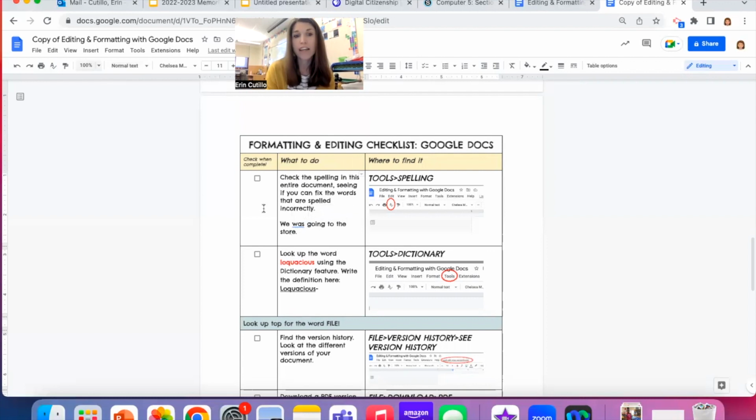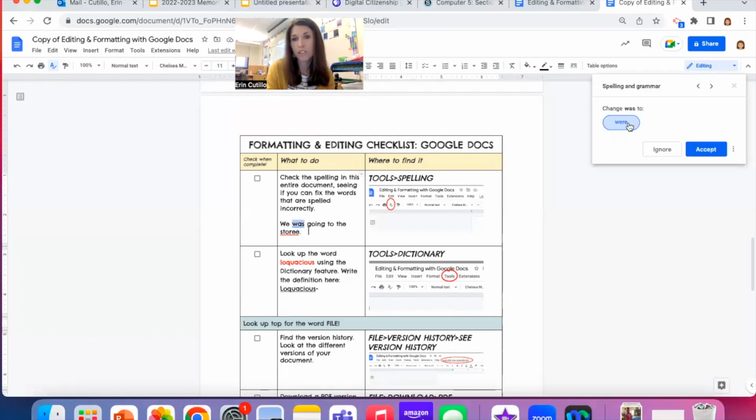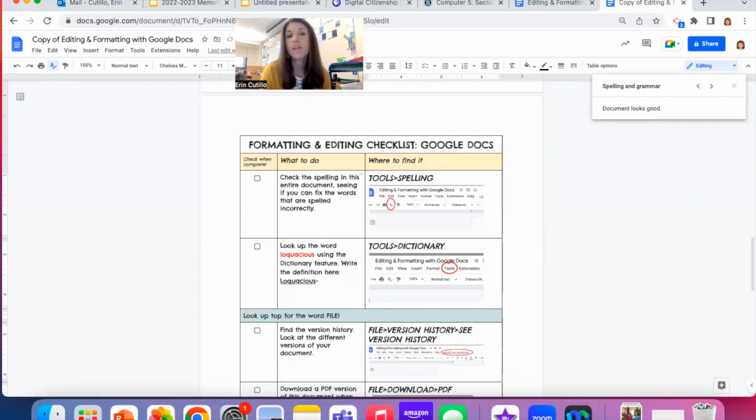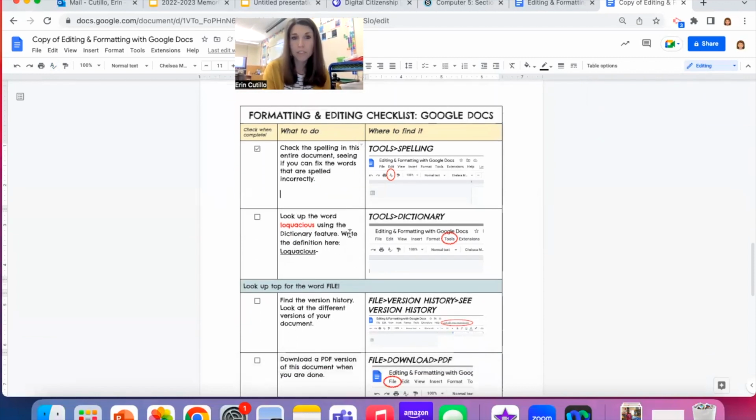But again, let me spell store wrong too, just for good measure. So we have store in red, that's spelling, was in blue, that's grammar. If I hit the little spell check button here, it's going to tell me change was to were, which I'm going to accept, and then change store to store. And now it says document looks good. Okay, so you can check spelling and grammar. Once you do that on your document, check this little box saying, okay, I'm all done.